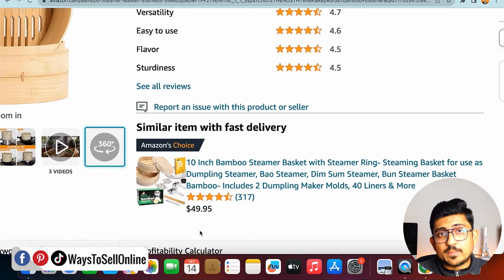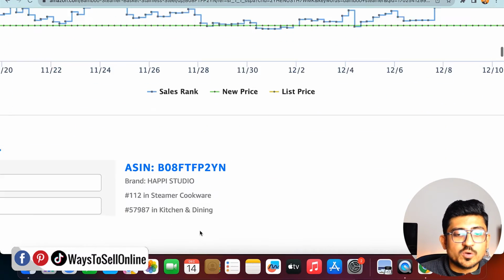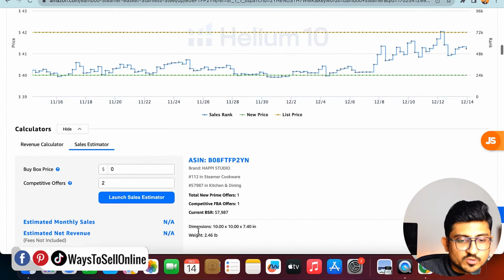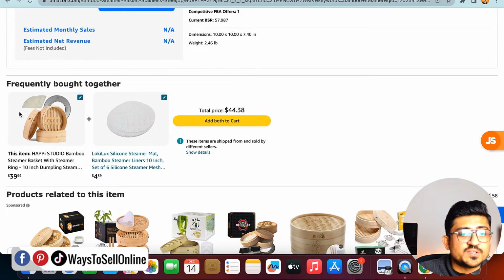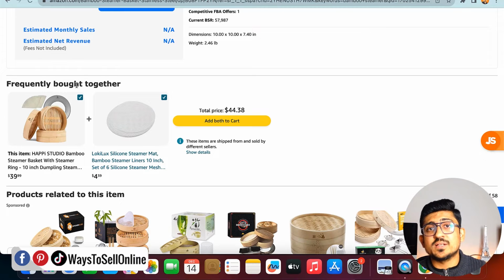Just for an example, if I scroll down on the same page, on the left side I can see, if I scroll further down, Amazon is suggesting two products as frequently bought together. So basically Amazon is suggesting this based on its AI algorithm. Like Amazon sees that if some people are purchasing a bamboo steamer, they are also purchasing a steamer mat. Just like that, Amazon knows that if someone purchases shoes, they must need socks.